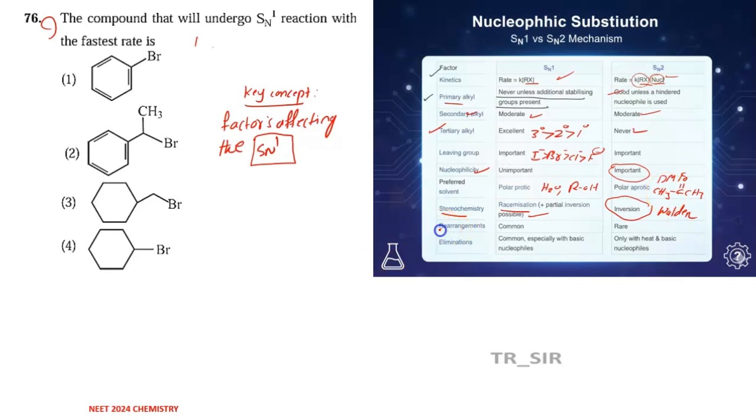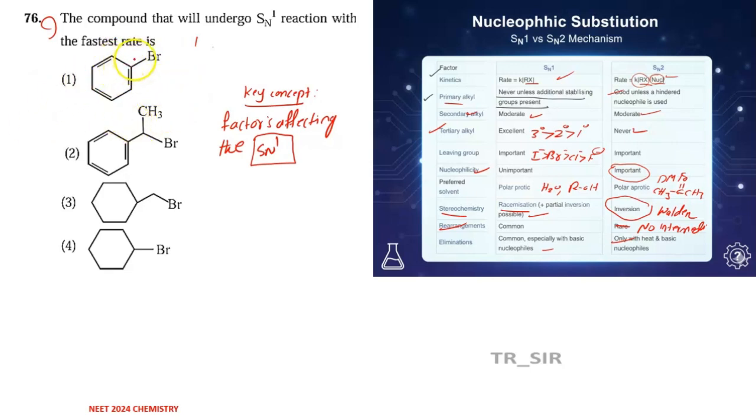Now, rearrangement. In SN1, rearrangement is very common. In SN2, no rearrangement takes place, because there is no intermediate formation. If an intermediate is formed, then rearrangement can take place. Elimination is common in SN1, especially with a basic nucleophile, and with heat it is possible. So these are the main factors. Please note them down in your class notes, as it will be a better way to answer this kind of question.